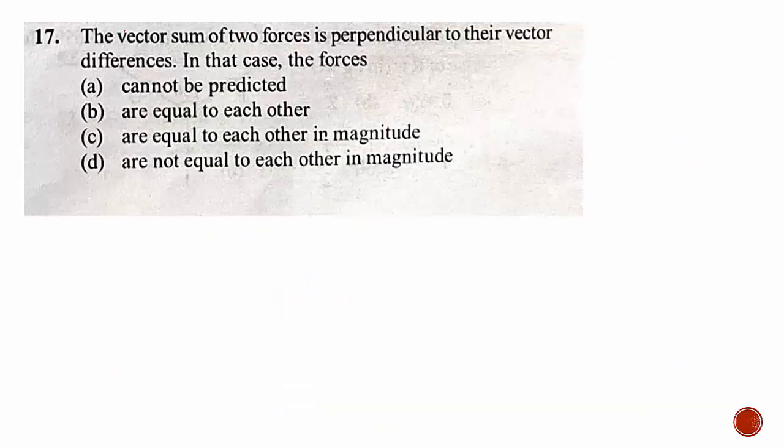17th question. The vector sum of two forces is perpendicular to their vector difference. In that case, the forces, options are given: cannot be predicted; Option B, they are equal to each other; Option C, they are equal to each other only in magnitude; Option D, they are not equal to each other in magnitude. Read the question properly.